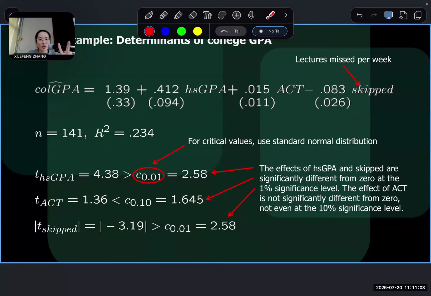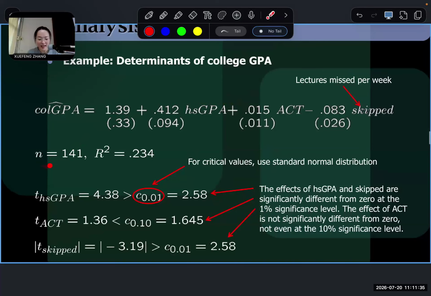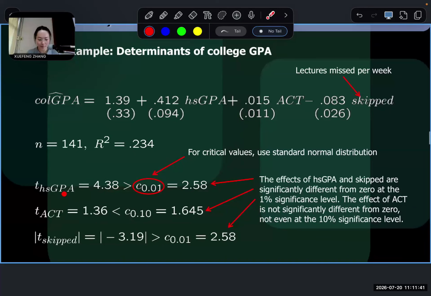Let's practice two-sided testing with a new example. What determines college GPA? Here are the regression results. This is the fitted model. We have HS GPA and ACT score. Skipped means lectures missed per week. This is the number of observations and R squared. Let's test one by one.